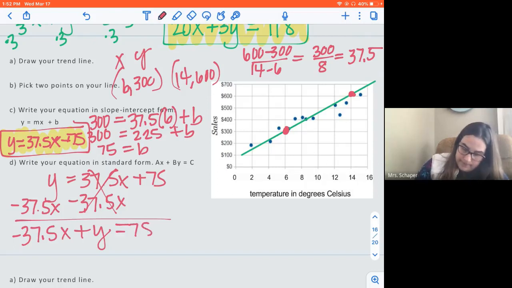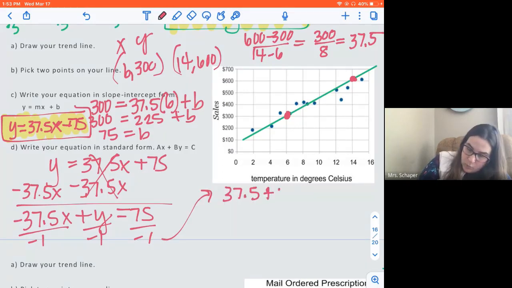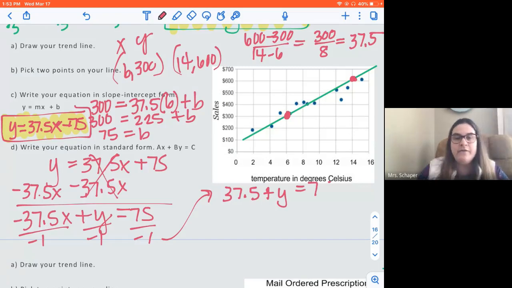All right, here we go. So I can't have a negative, so I'm going to divide everything by -1. So I'm going to move this over to here. So I've got 37.5 plus y equals 75.